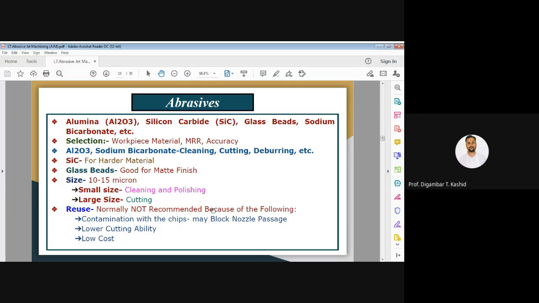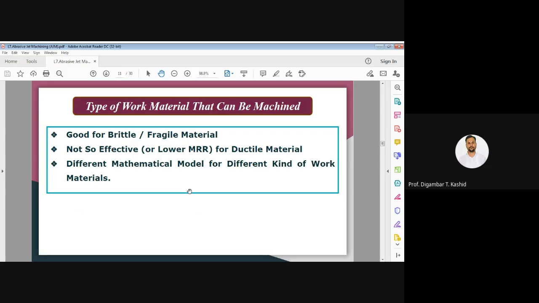For that purpose, we can use this abrasive jet machine operation. This process is good for brittle and fragile material. Depending on the type of work material, we can machine it using this abrasive jet process. So first, this process is good for brittle and fragile material.